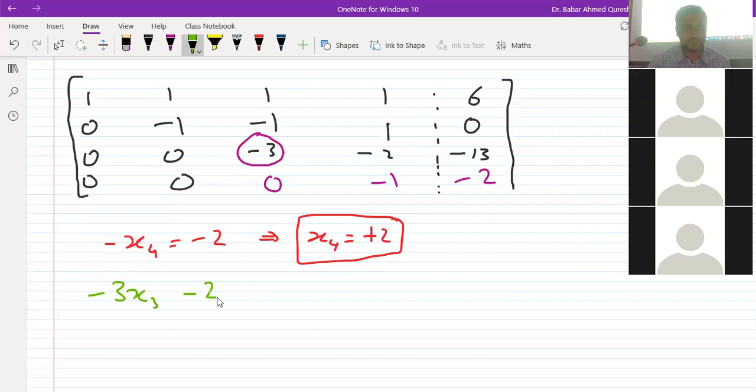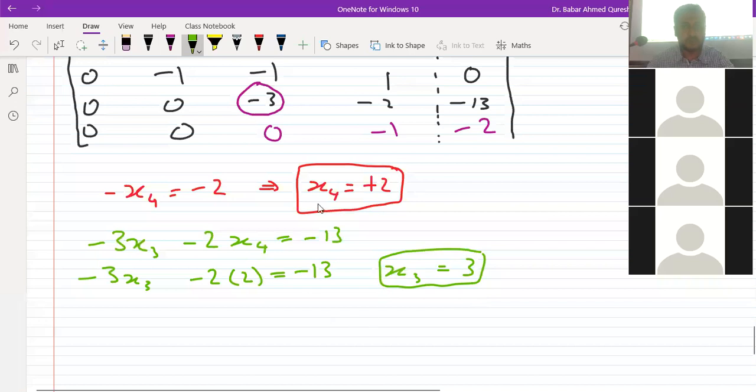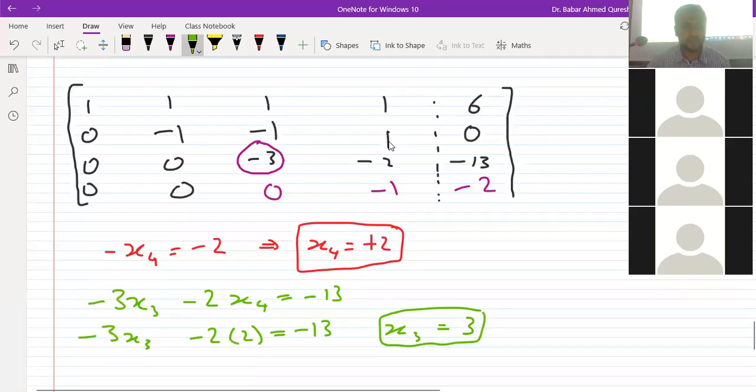With some practice, you don't even have to write these equations. -3x3 - 2x4 is equal to -13. So you put this value of 2 over here. And this gives you the value for x3, 3. Now I'm not even going to write the equation. I go above over here. For x4, I put a 2. So 2 times 1, 2.